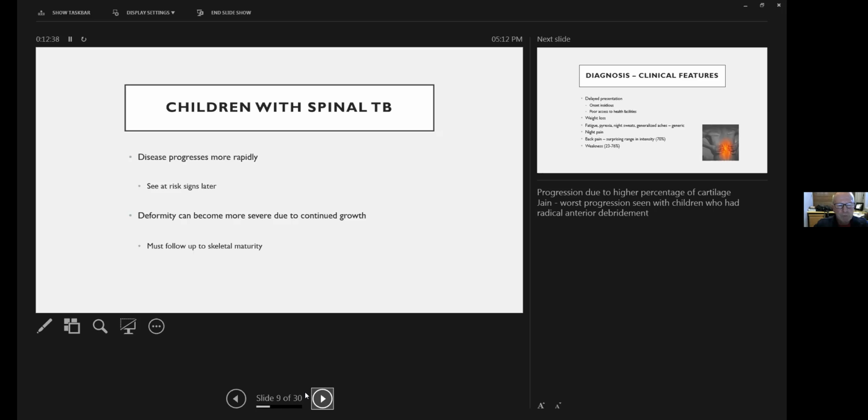I do think it's important to mention that deformity can become more severe due to continued growth, even in the healed disease. Okay, and if you look at Jane's article, which is a very good article, he describes the patients with the worst progression of kyphosis are those who have had radical anterior debridement. And he recommends that we try and avoid anterior radical debridement in children. So because of the continued deformity with growth, we need to follow these children up to skeletal maturity. Okay, my point.